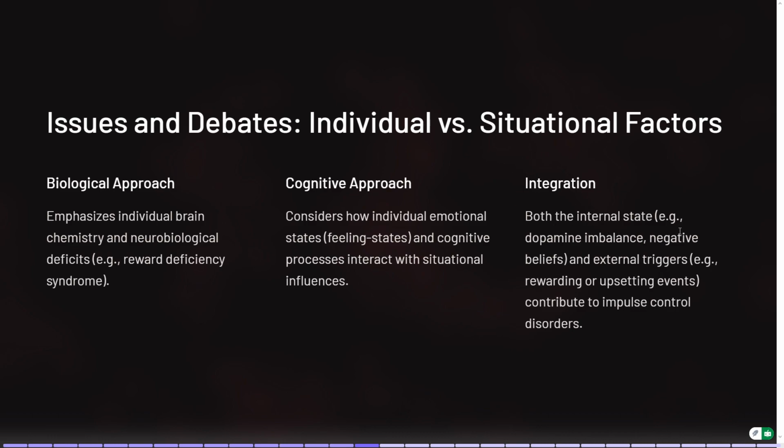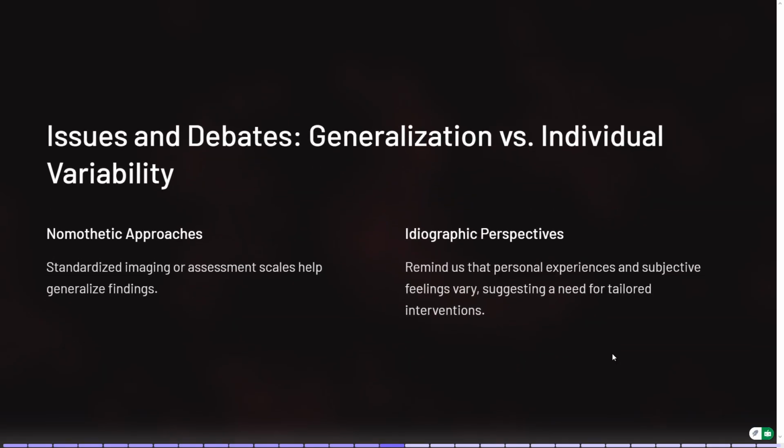Integration: both the internal state, for example dopamine imbalance and negative belief, and external triggers, e.g., rewards or an upsetting event, contribute to impulse control disorder. So it's a combination. Now looking at generalization versus individual variability, the nomothetic approach: standardized imaging or assessment can help generalize findings. You can get objective data using this method and cover a lot of people, providing generalized data that can be used for everyone. So if you find a low level of dopamine, you can generalize it. It's an approach that helps you generalize the study over everybody.